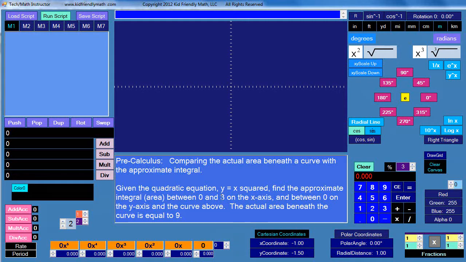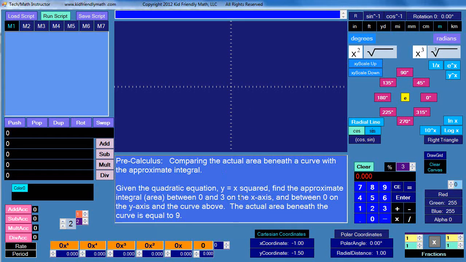It says, given the quadratic equation y is equal to x squared, find the approximate integral, or the area, between 0 and 3 on the x-axis and between 0 on the y-axis and the curve above. The actual area beneath the curve is equal to 9. So they're actually telling us exactly what the area is equal to. So let's go plot this thing.